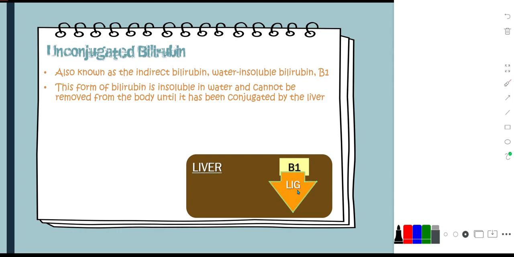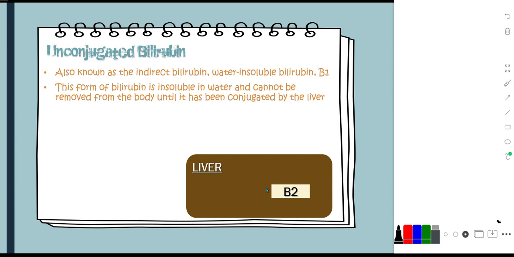So what's the function of your ligandin? It delivers B1 to where it needs to go. So ligandin will now deliver or transport your B1 to the endoplasmic reticulum of your hepatocytes, wherein the conjugation process will take place. So conjugation requires the presence of the enzyme glucuronyl transferase, which will facilitate the addition of two glucuronic acids to your B1, converting it to the conjugated form, which is your B2 and is now water soluble.